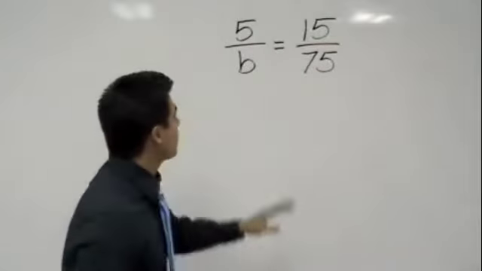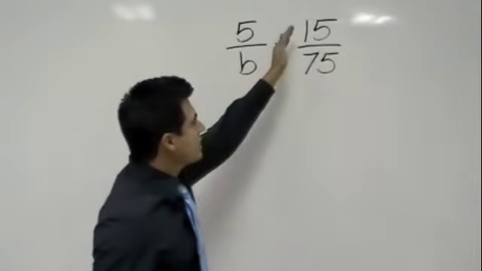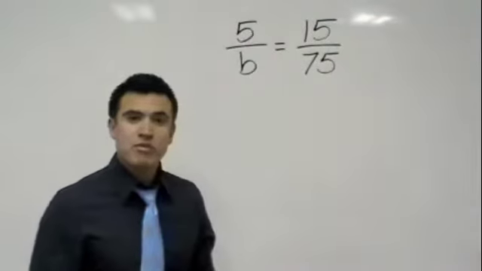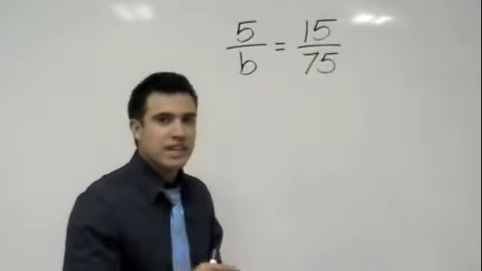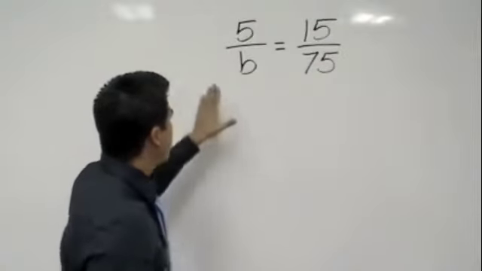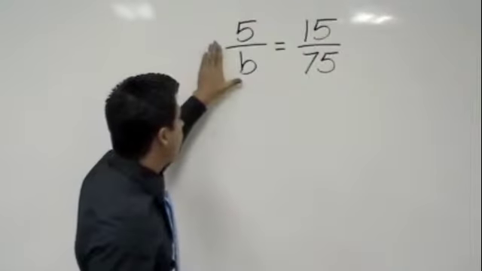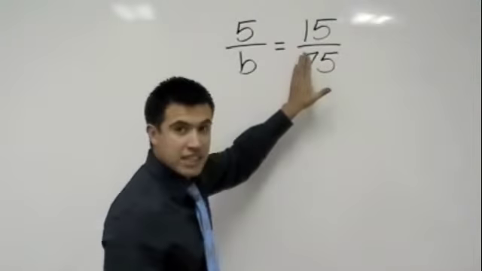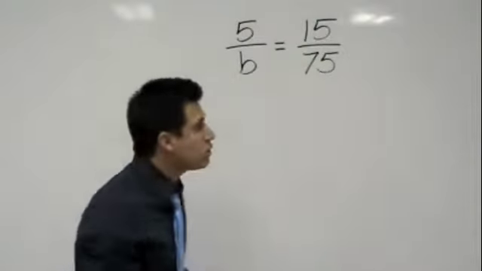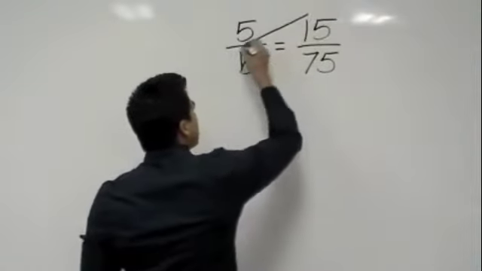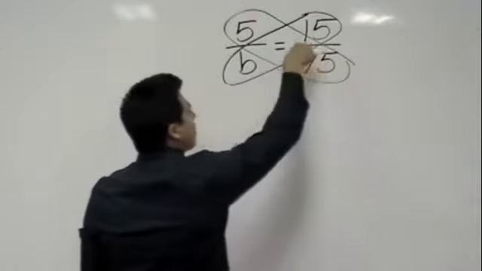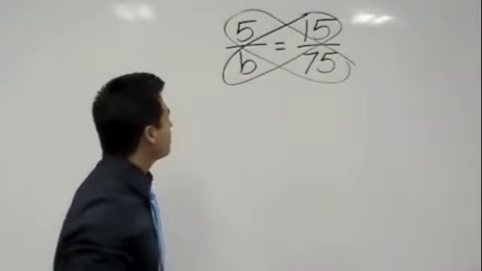Okay, this problem. 5 over b equal to 15 over 75. It seems like it's very hard to solve, but remember, let's just go ahead and cross multiply, and then we can go ahead and isolate the variable. How do we know we can cross multiply? Well, remember, we have to have one fraction on each side of the equal sign, which we do. So now we know we can go ahead and cross multiply. Or what I like to say is go ahead and just make the butterfly. Again, remember, it looks like a butterfly because those look like the wings, right?